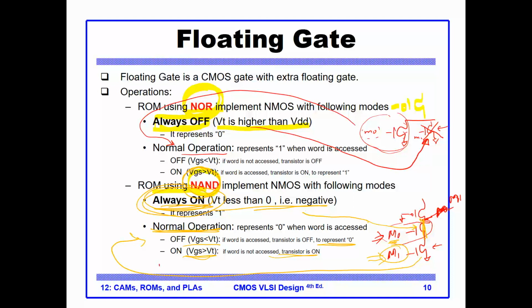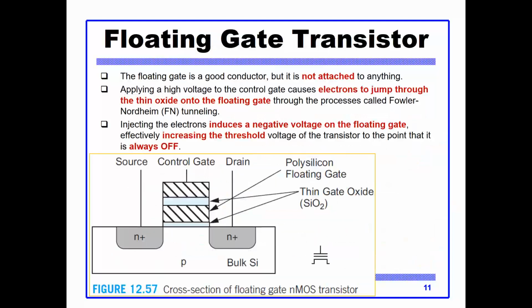Okay, so notice here the always off versus always on. How this represents a 1 and how this programs a 0. Notice the similarity here. Okay, now with that said, let's introduce the concept of the floating gate.